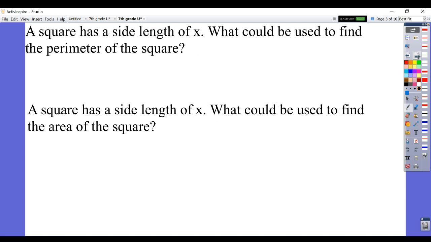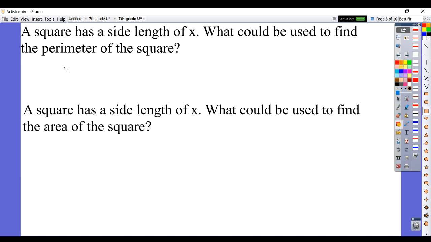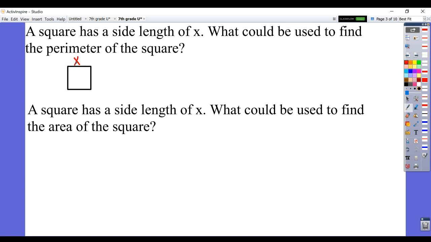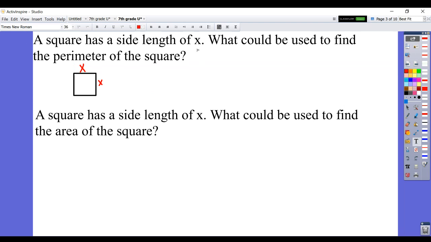A square has a side length of x. What could be used to find the perimeter of the square? So we know that, of course, a square means all the sides are congruent. So how would we find the perimeter of a square? We'd add up all the x's. So you could have x plus x plus x plus x. You could have 2x plus 2x. Once you've simplified, you'd have 4x.